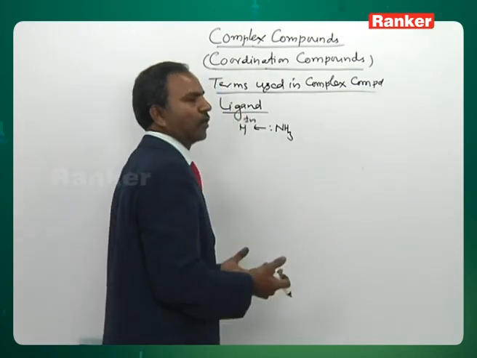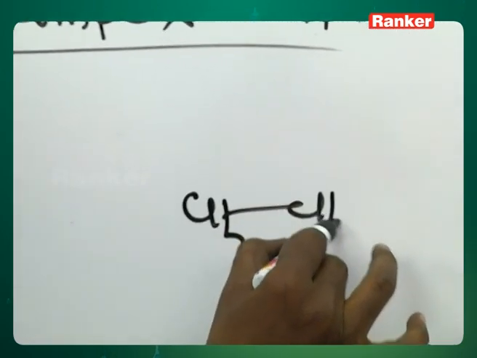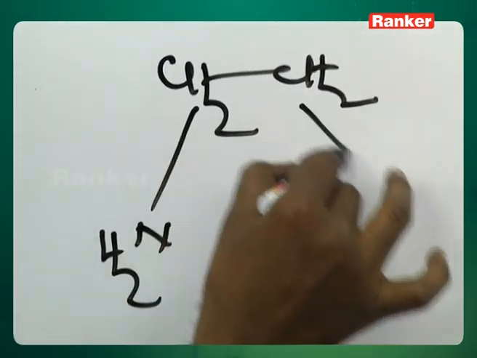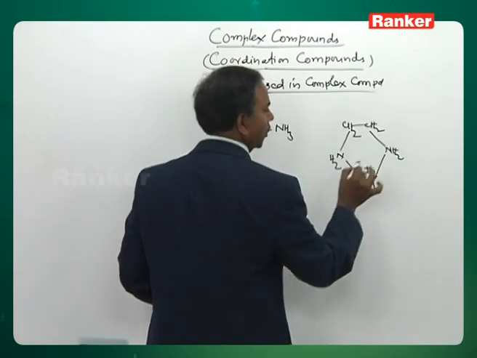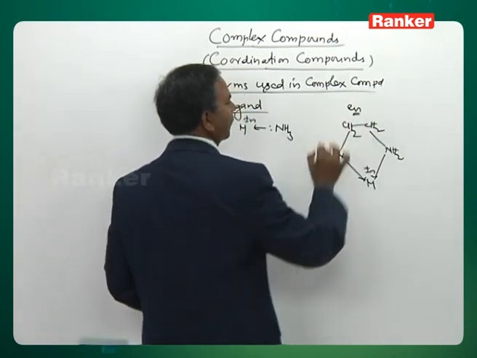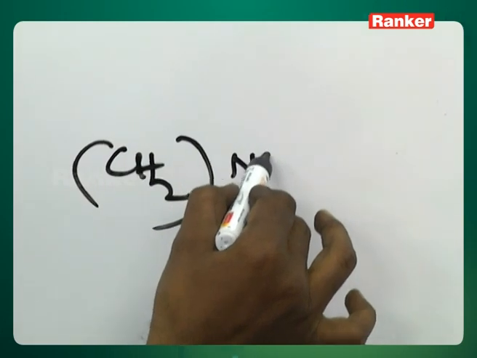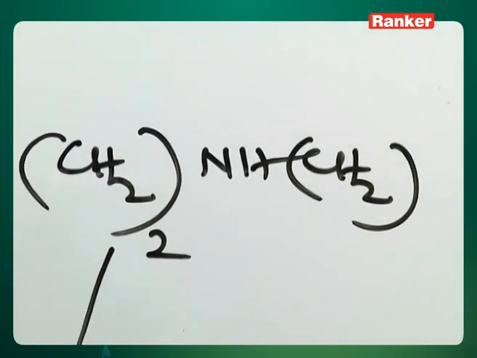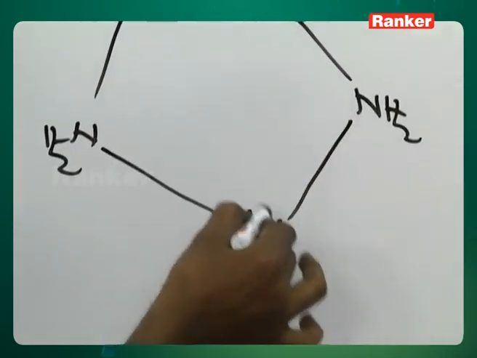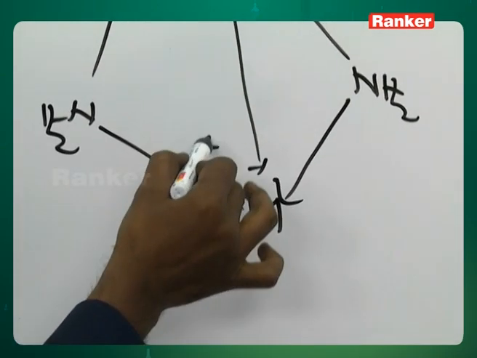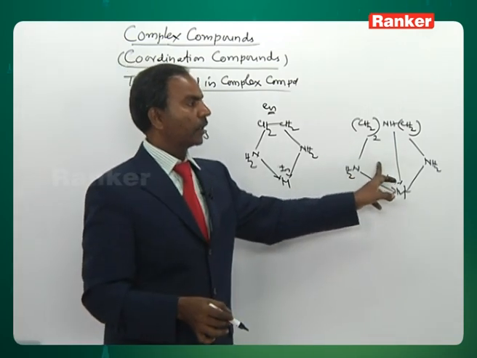There may be ligands with more than one donor atom, that is, bidentate and tridentate. Let us see: ethylenediamine, let me write it. Ethylenediamine, or en, carries two donor atoms. Next, take diethylenetriamine, dien. It carries three donor atoms. Based on the number of donor atoms, first donor, second donor, third donor, it is considered tridentate.